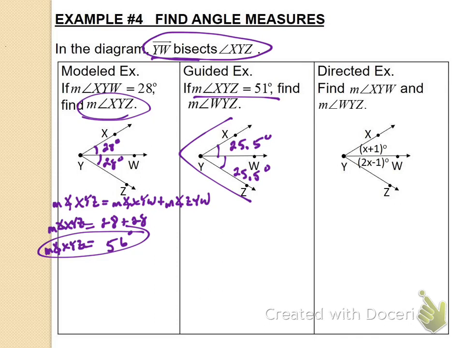All right, that leads us to this last example. Take a look at this last example. See if you can figure out how to set it up to help you find the measure of angle XYW and the measure of angle WYZ. Take a second, stop the video, try to work it out, and then I'll show you the way it should have been worked out.